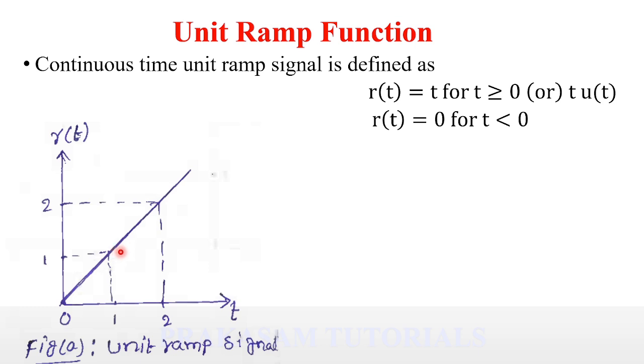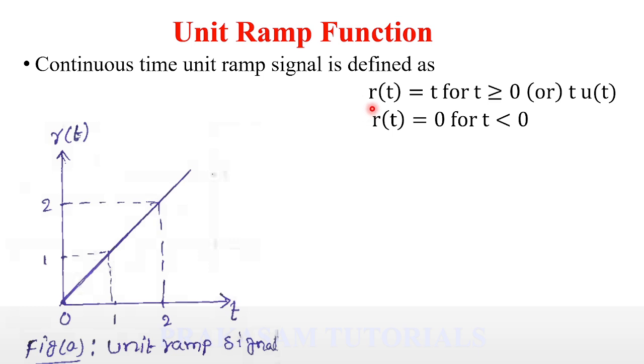Now the unit ramp function can be of two types: continuous time unit ramp signal and discrete time unit ramp signal. The first one is the continuous time unit ramp signal. It is the function which starts at time t equal to 0 and increases linearly with respect to time. It is denoted symbolically by r of t.